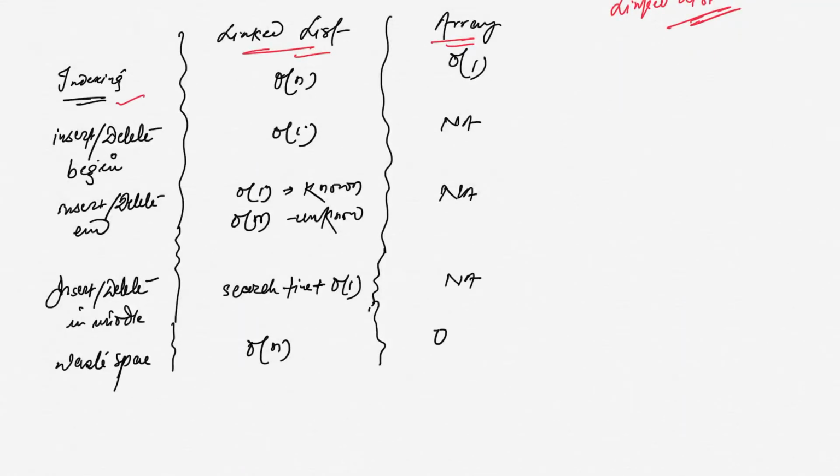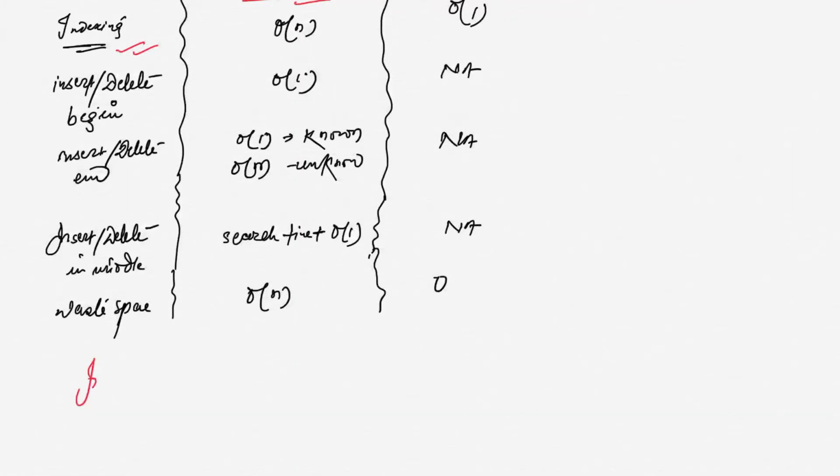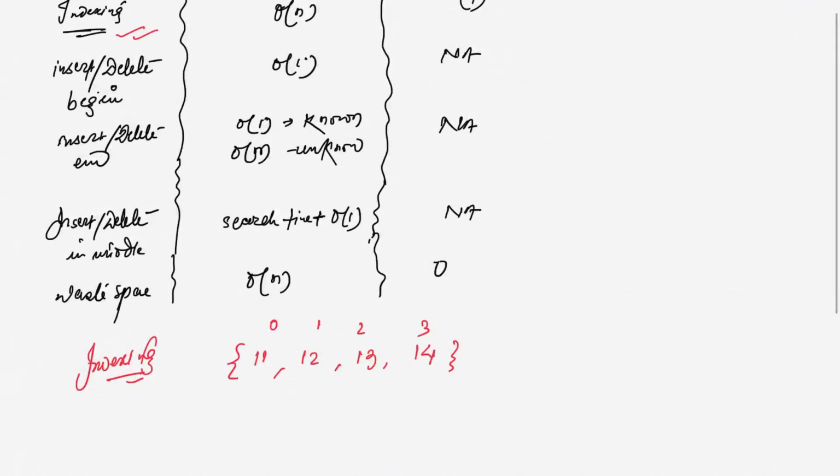So what does it mean about indexing? When it comes to indexing, suppose I have been given an array with 11, 12, 13, 14, and indexes 0, 1, 2, 3. If you want to access the second index value, simply do array of 2, or if you want array of 3, you can do it like this. Both are constant operations. If you're trying to access any of the index values, simply do array of index and you will get the data.